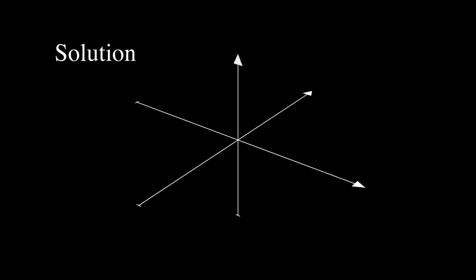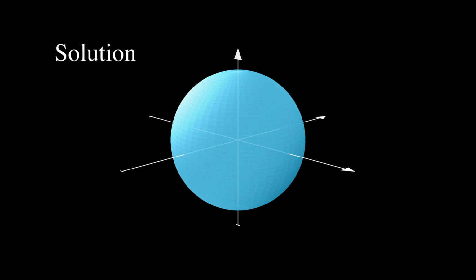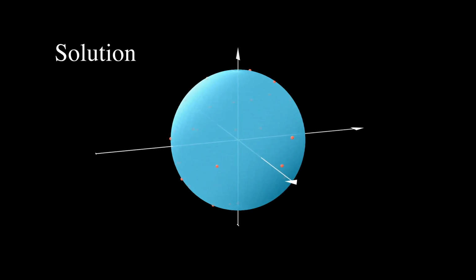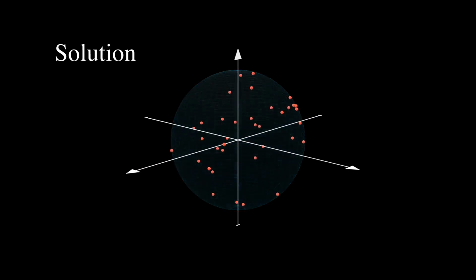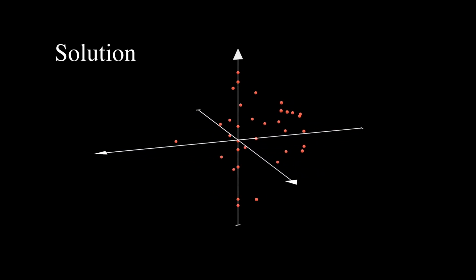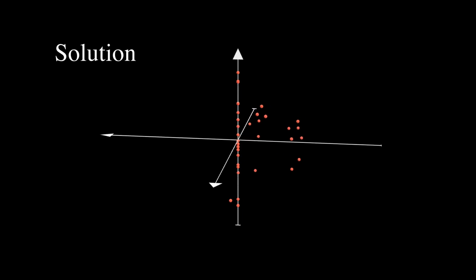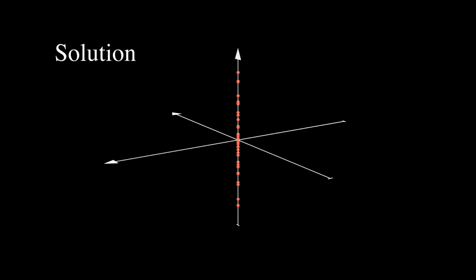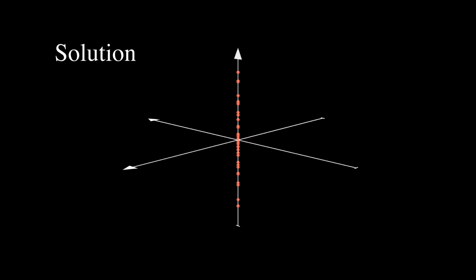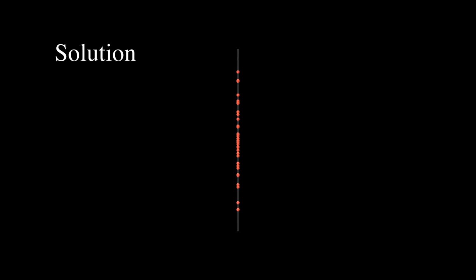Let's first start by illustrating the unit sphere. We'll then populate random points along the surface of the unit sphere. After, we'll compress them along the z-axis. This diagram represents the distribution of the z-coordinates along the z-axis on the interval -1 to 1.